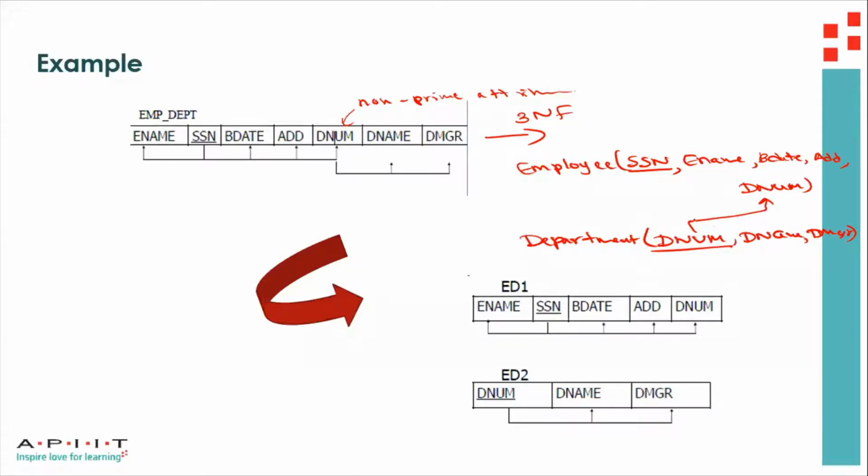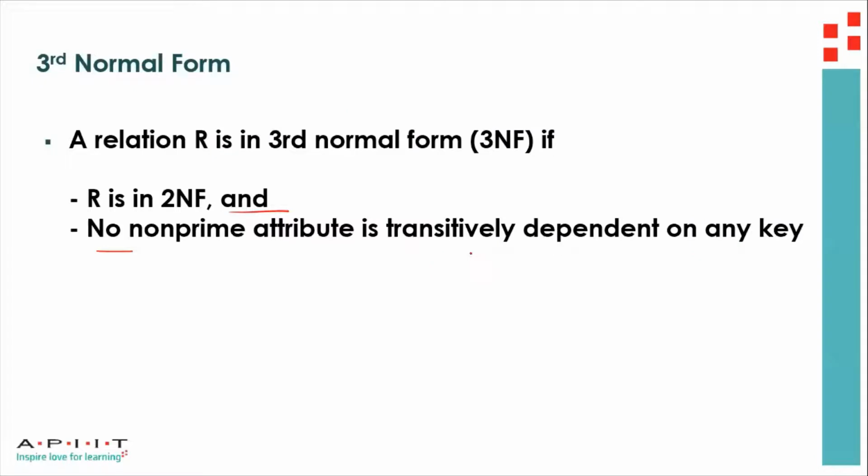That's the idea. What is this transitive dependency? Non-prime attributes depend on another non-prime attribute.